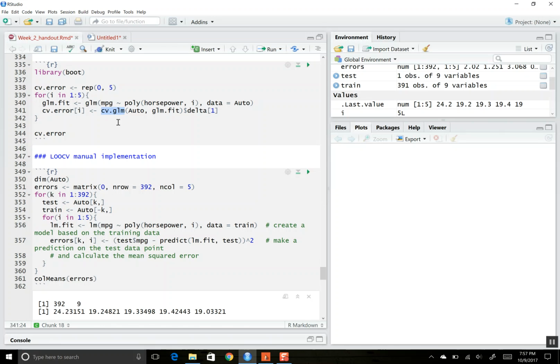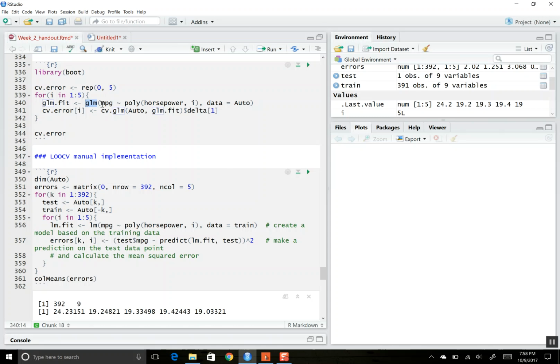R has a function called cv.glm, cross-validation for generalized linear models. Generalized linear models, if you don't change the family of the generalized linear model, then it's just a linear model. But you can change the family, and that's why it's GLM. And this thing only works for generalized linear model fits. So for today, we can pretend that this is the same thing as LM. It's just that the output is a little bit different.